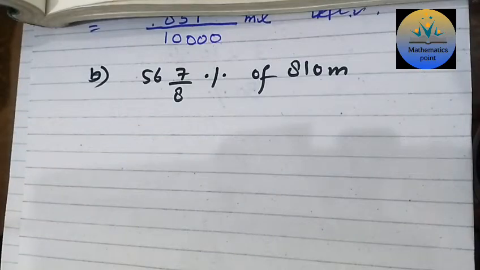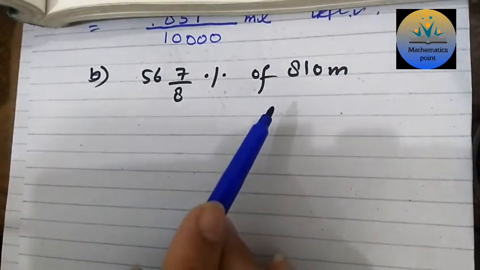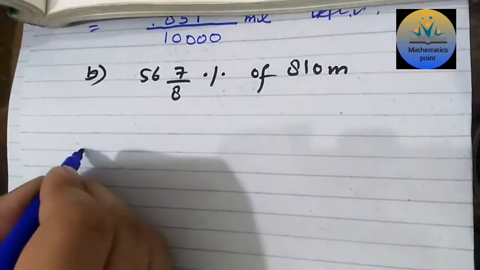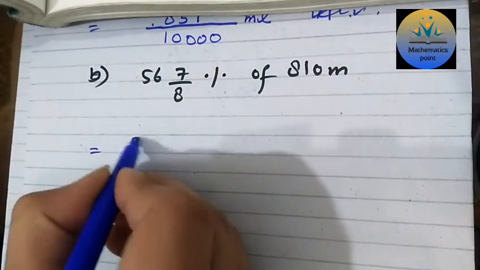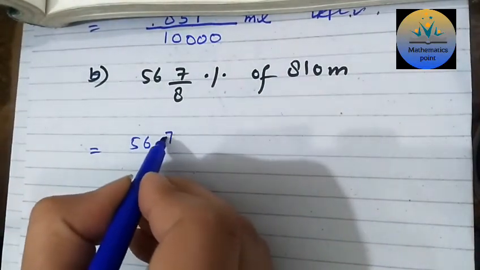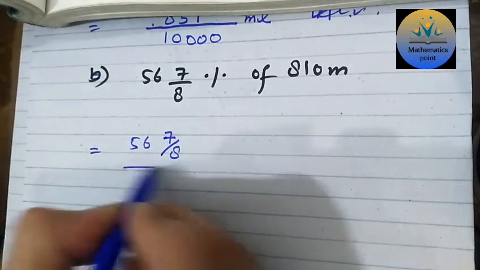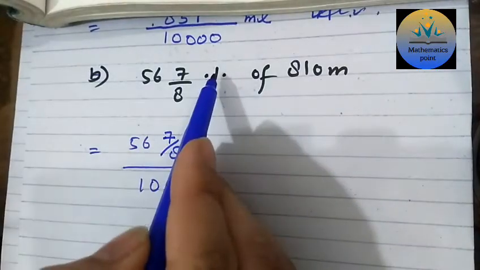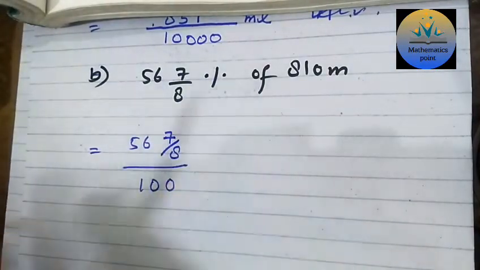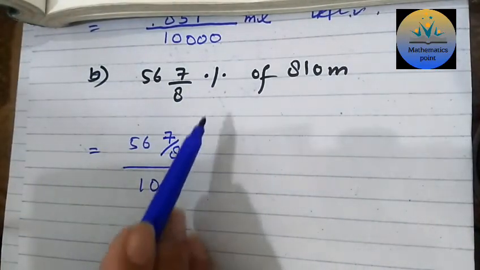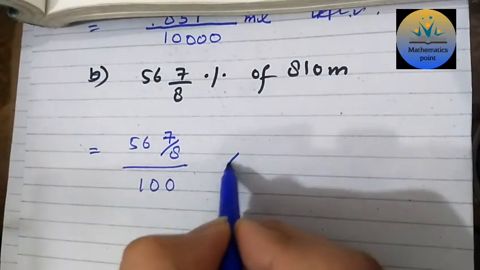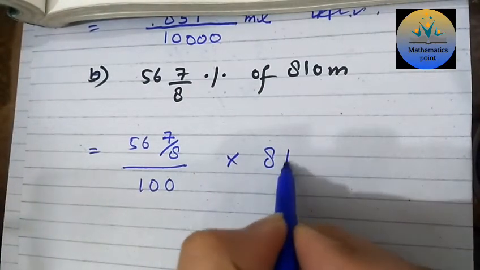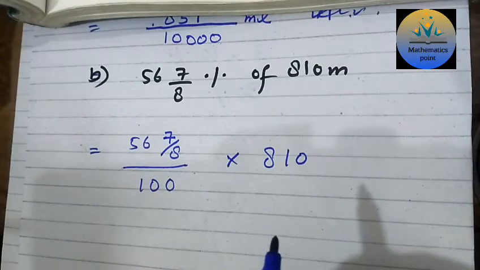Okay, so 56 and 7 by 8 percentage of 810 meter. Yes, 810 meter. Now write 56 whole 7 by 8 percentage, and this percentage we want to convert, so divide by 100. Now when we divide by 100, this percentage sign will be removed, you don't need to write it again here. And of 8 percentage, so multiply by 810.